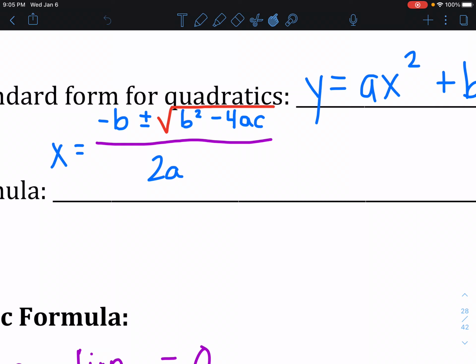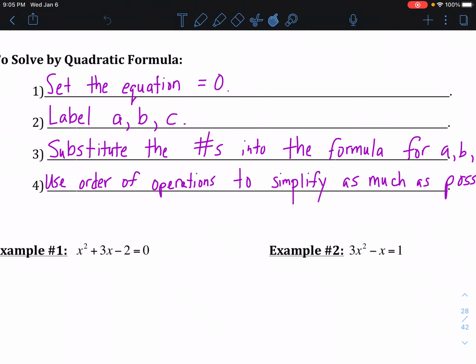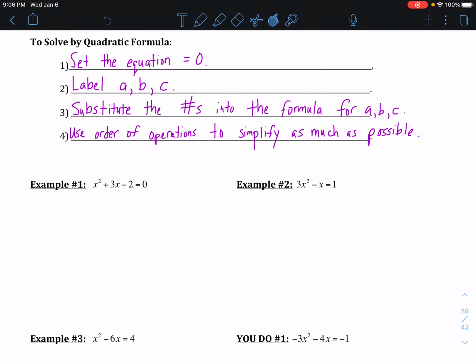I know this seems a little confusing now. Just be patient until we hit the problems. So here's the steps. You want to write these down now. I will go over these. I will talk you through them as we go through the problems.